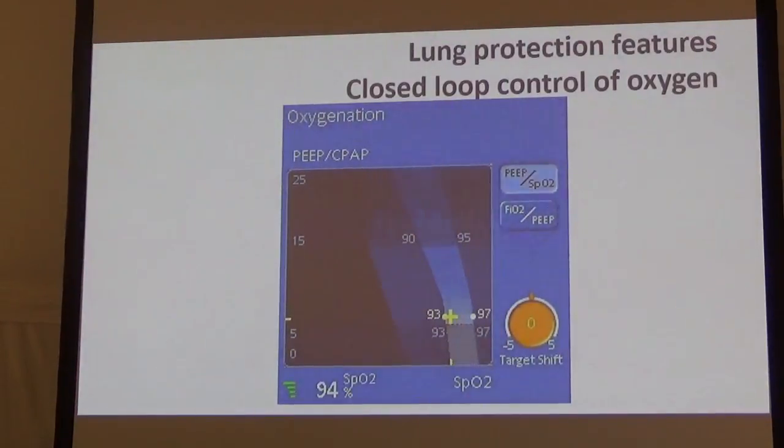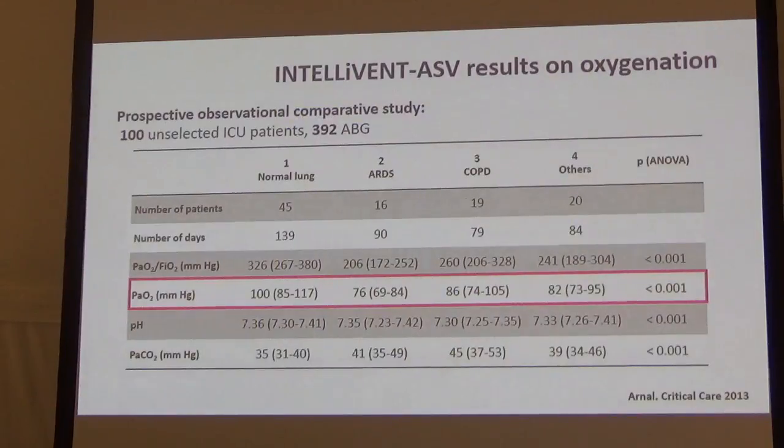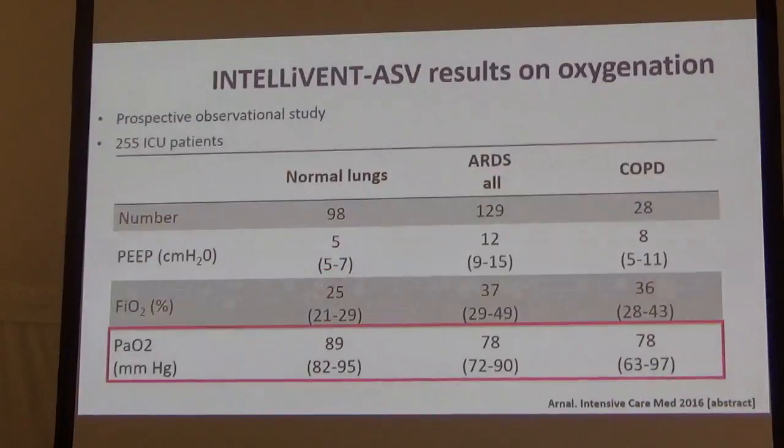The last thing is oxygenation. Of course, if we use a closed-loop oxygenation controller, we set a target and the ventilator will decrease FiO2 to keep the SpO2 in the target range. And so this is a wonderful tool to prevent hyperoxemia. In this study, we included 100 unselected ICU patients ventilated in INTELLIVENT-ASV from intubation to extubation. They were ventilated for 4 days, so we have more or less 400 arterial blood gases in different lung conditions, normal, ARDS, COPD, and others, and we didn't find a single case of hyperoxemia.